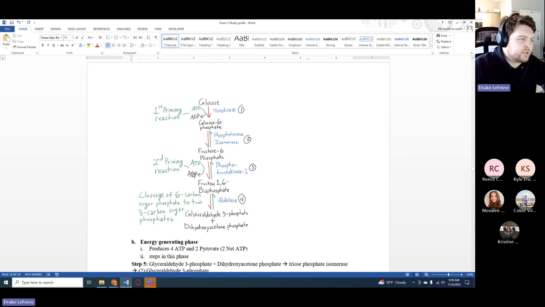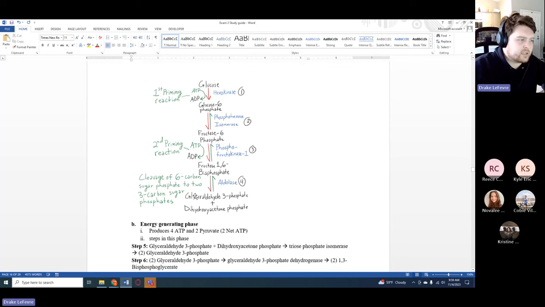PFK uses another ATP to phosphorylate it into fructose 1,6-bisphosphate. And then aldolase splits it up into two chunks. This is what we call our priming phase, these first four steps of glycolysis.